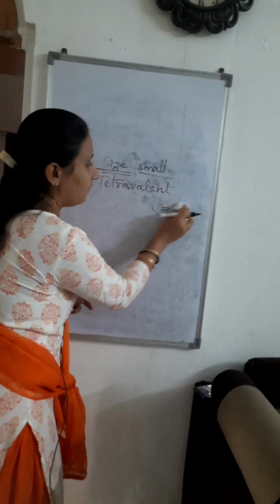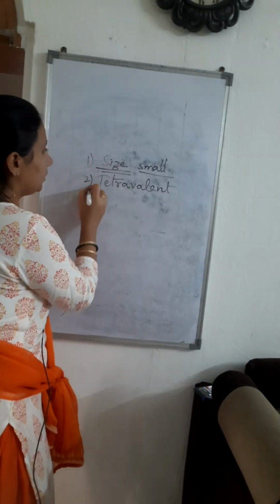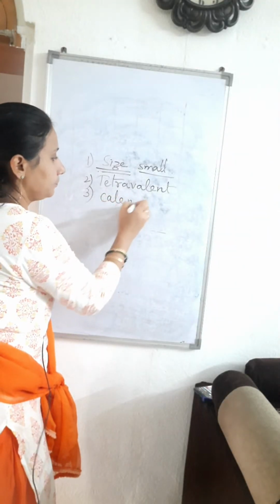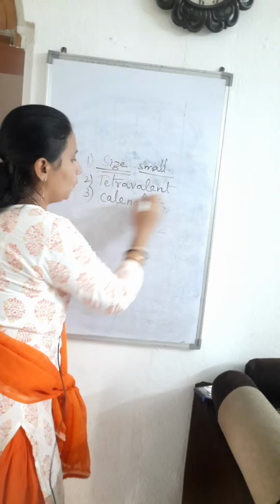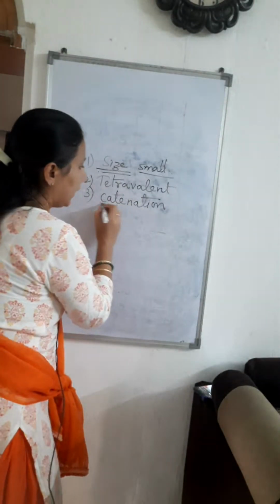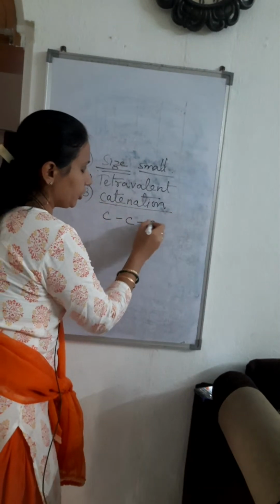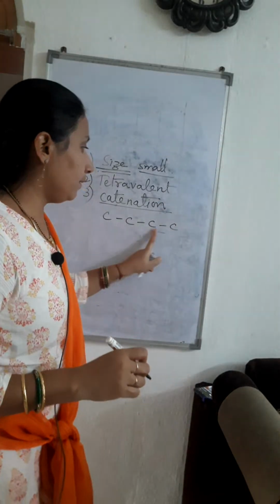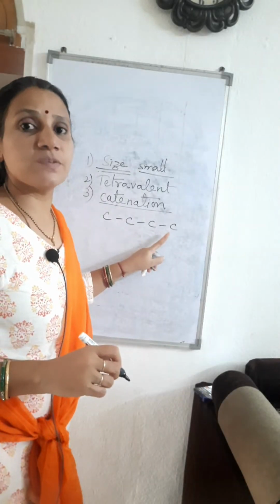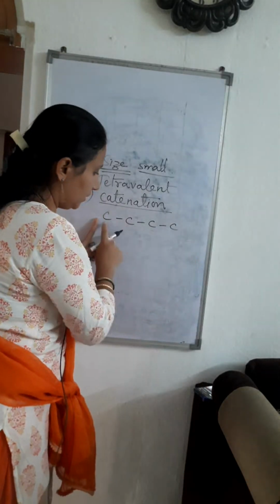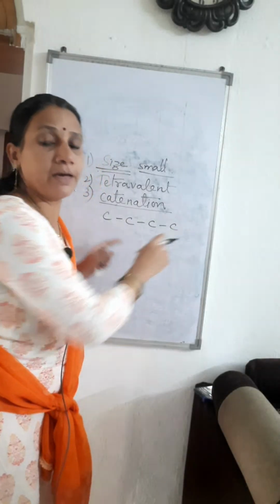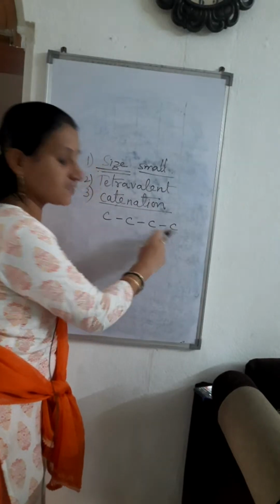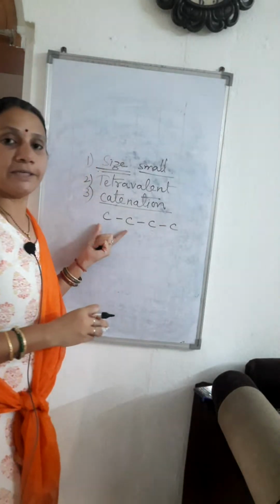It is tetravalent in nature. Now coming to the third point, it is having catenation property. This is a totally new word for you, catenation. Catenation means it can form a long chain. There are other elements also which can form long chains, but carbon is the one which makes the longest chain. So many carbons can join together to form a huge compound. This property of making a chain is called catenation property.